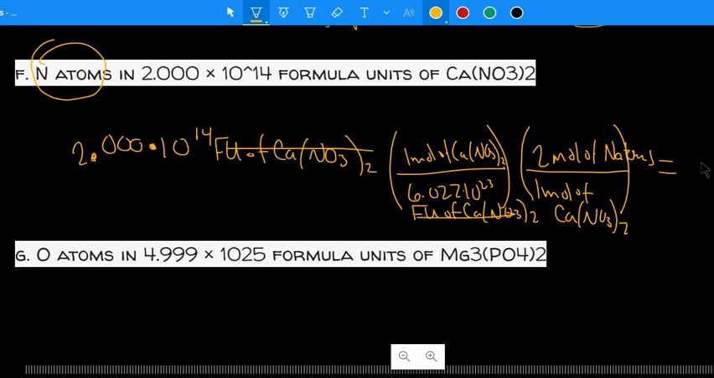All right, so my final answer F is 6.642 times 10 to the negative 10th, because 14 minus 23 would have given me a negative 11, and we're approximately there. So my unit is moles of nitrogen atoms.